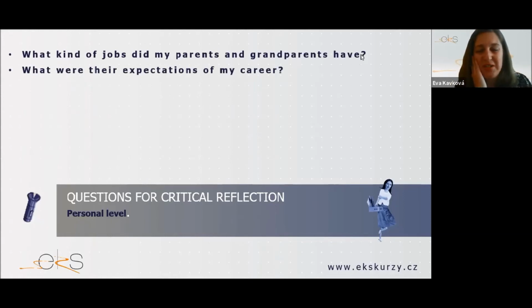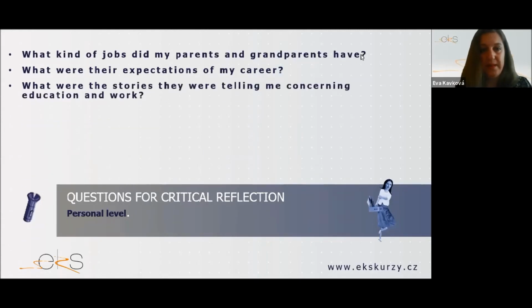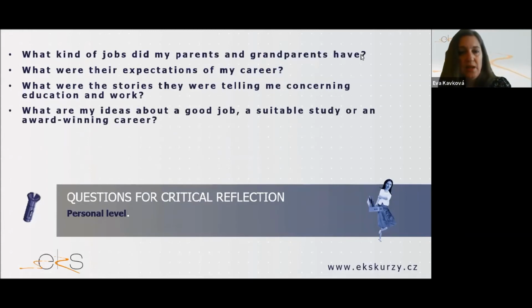And what were the expectations, for example, from my own career? So what did my parents and my grandparents tell me when I was growing up? Did I really have a free choice, or were they pushing me in some direction and giving me values related to job and employment, which I might not even be aware of? And it's not just about work, but what do I consider a suitable study career or award-winning career, or what is a good job and good job opportunity?